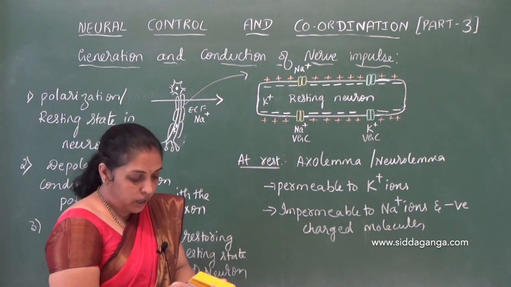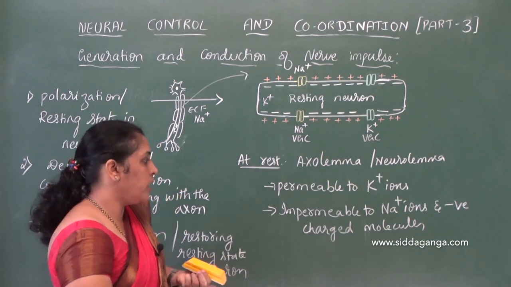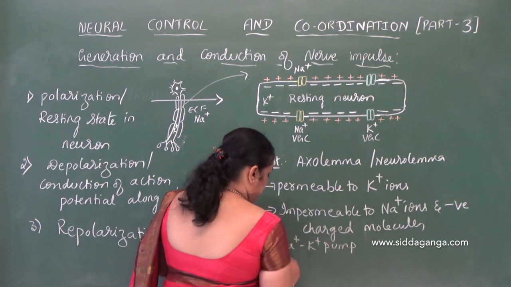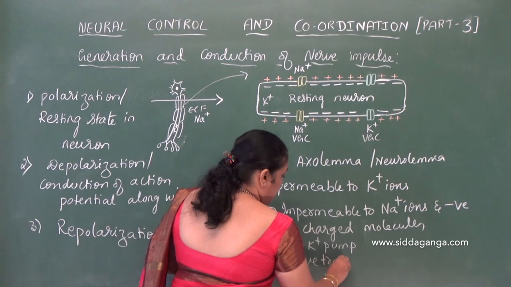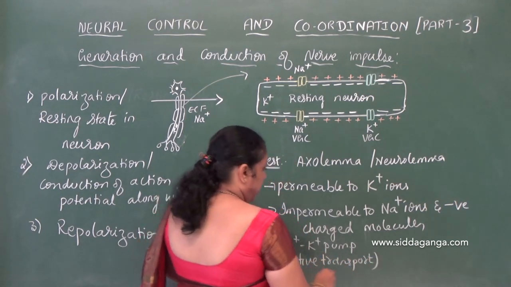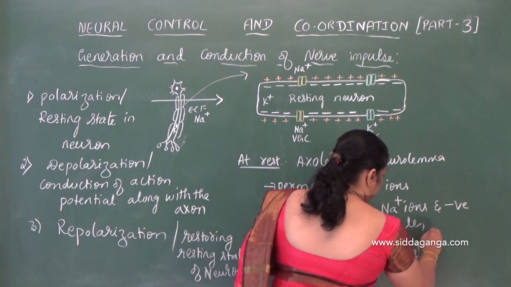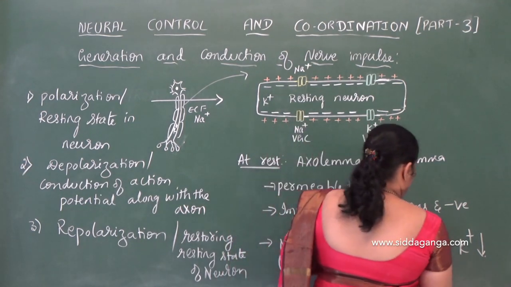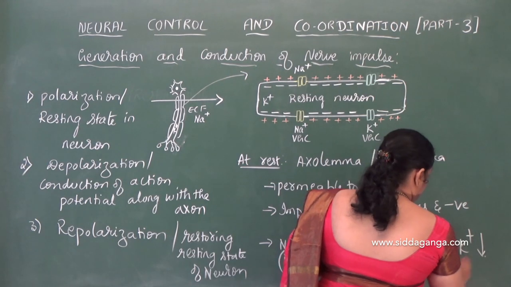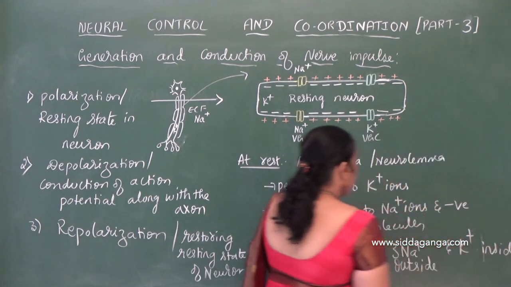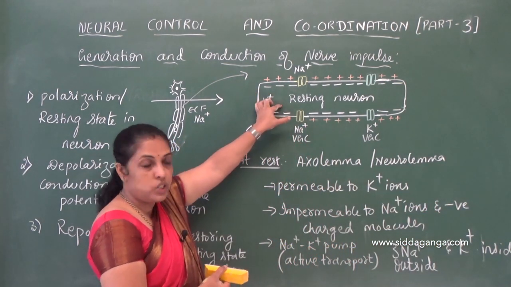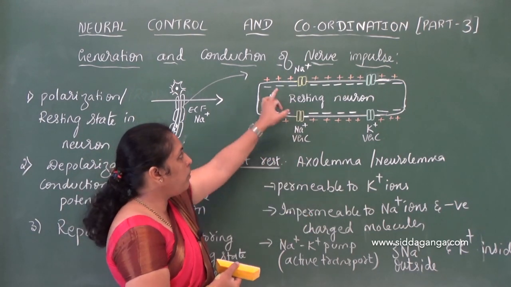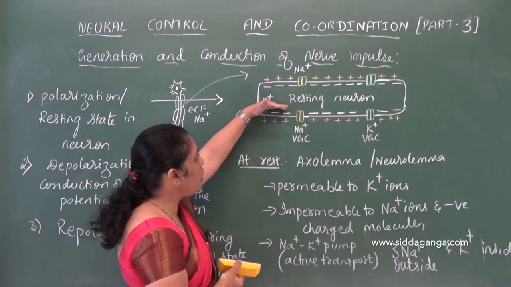Along with this, another thing that helps to maintain this polarized state is the sodium potassium pump. It is an active transport, in which it sends three sodium ions outside and two potassium ions inside. So when neurons are at rest, we see active transport by the sodium potassium pump. And passive diffusion: as the membrane is permeable to potassium ions, they move from higher to lower concentration.